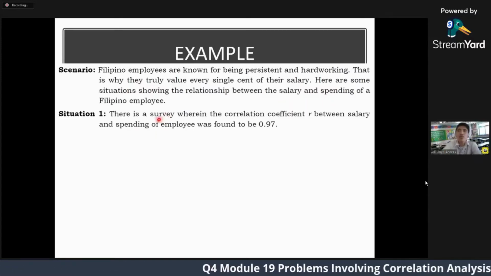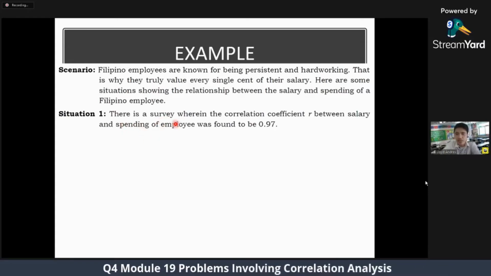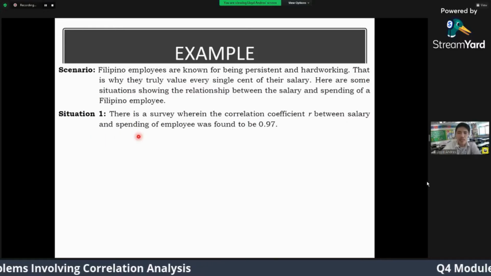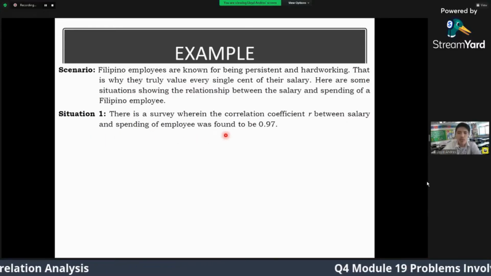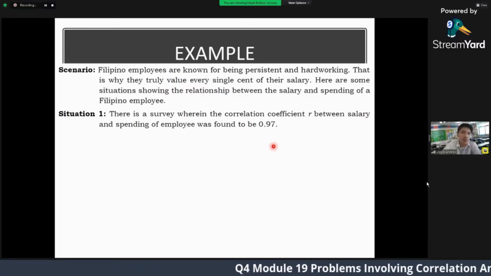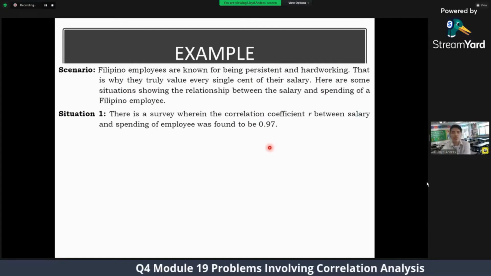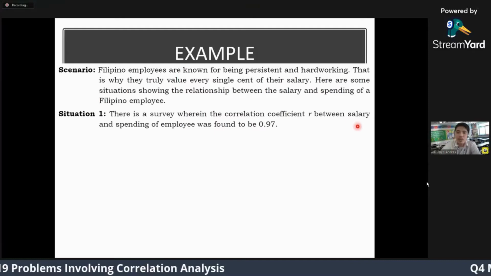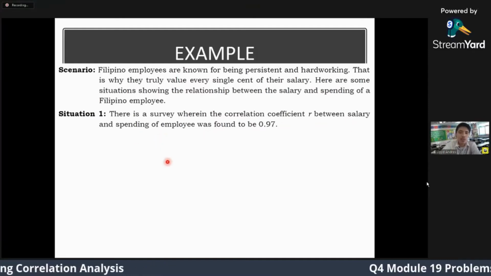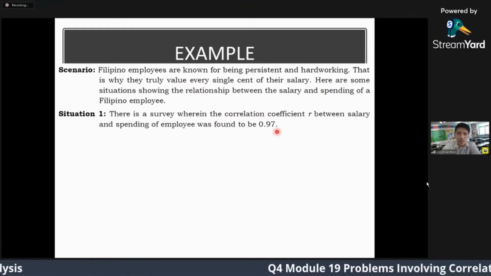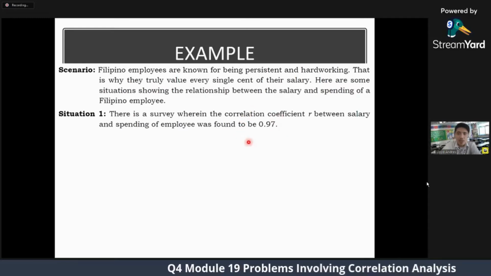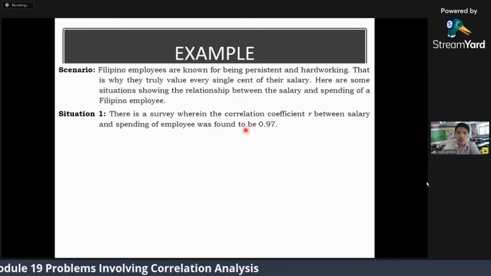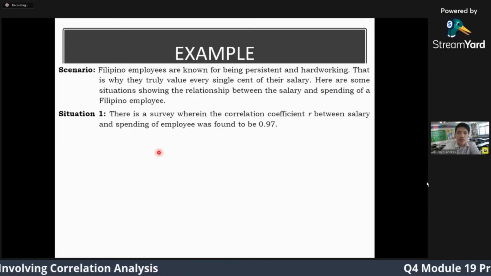So, situation 1. There is a survey wherein the correlation coefficient R between salary and spending of employee was found to be 0.97. So, ang atong buhaton diri is interpret nato ang relationship between ang salary ug spending of employee. So, given a correlation na 0.97. How will you describe the relationship between the salary and spending of employee?